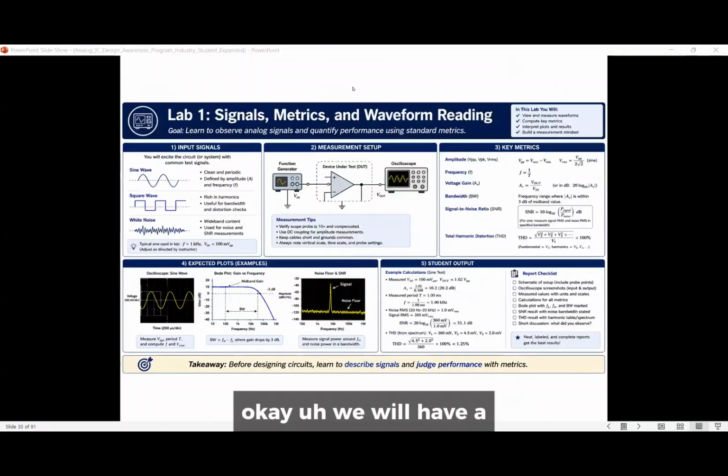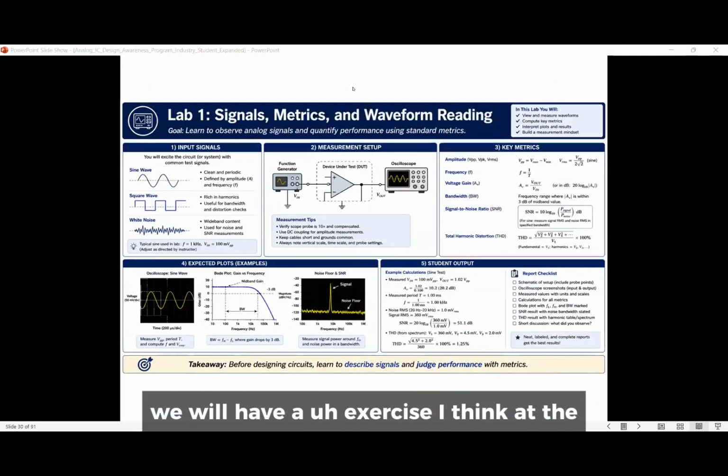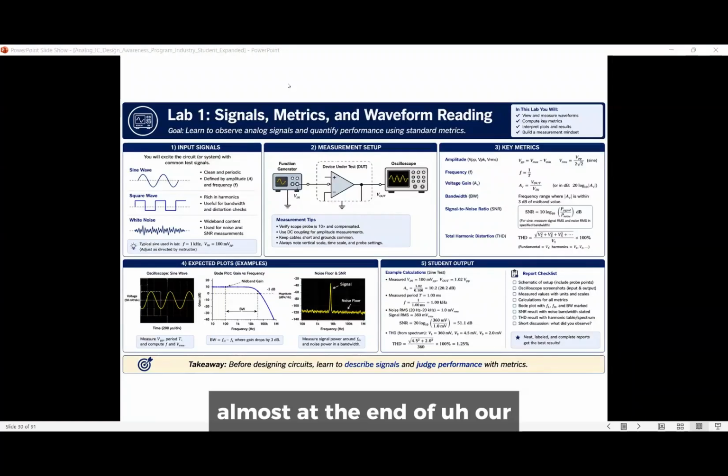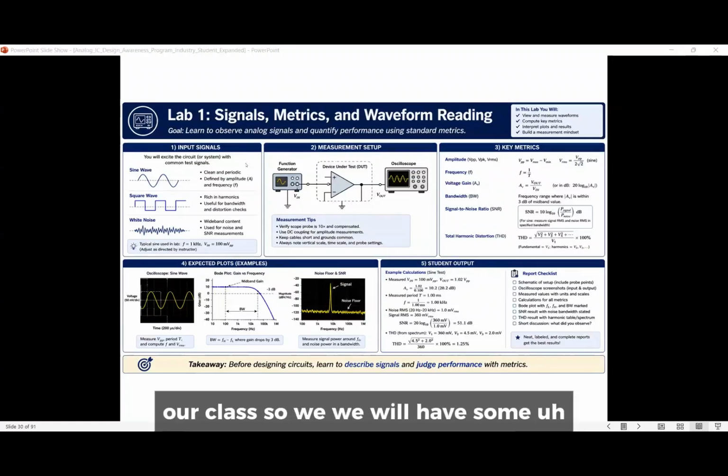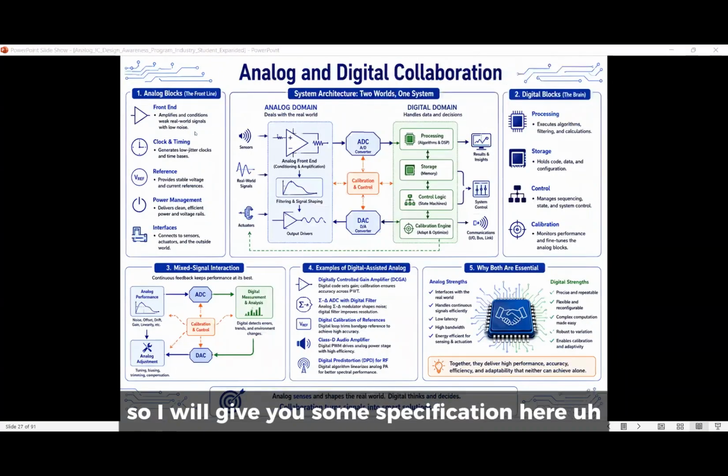Okay, we will have an exercise, I think almost at the end of our class. So we will have some real specification. For example, here, I will give some specification.